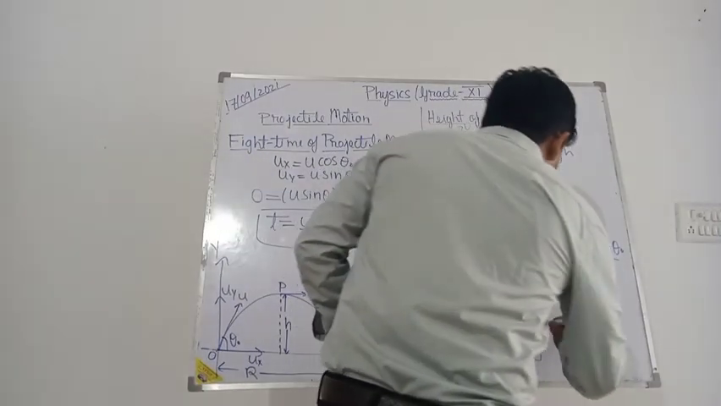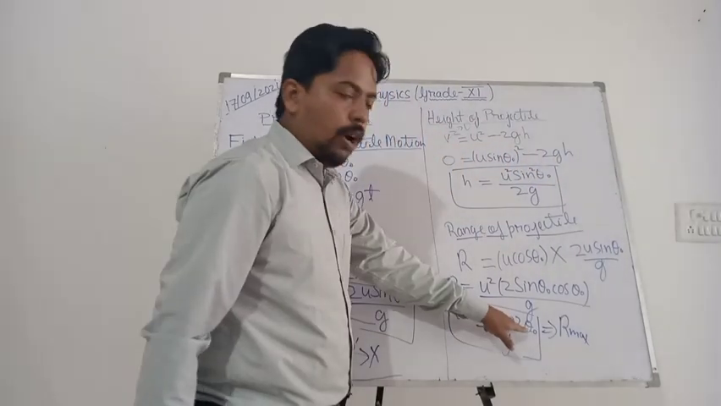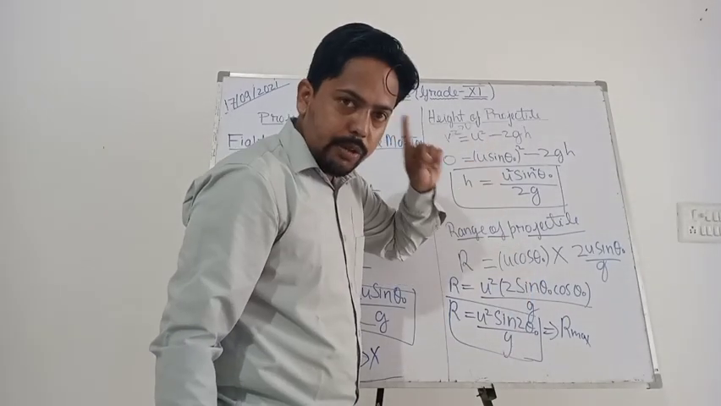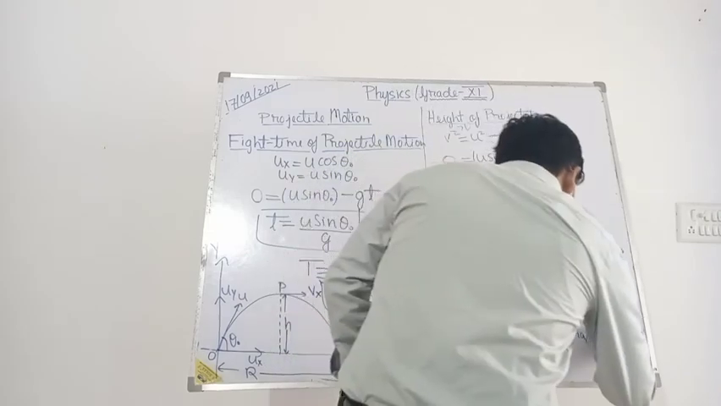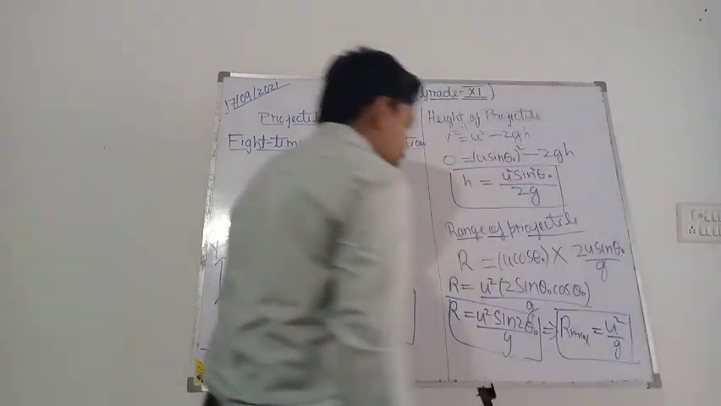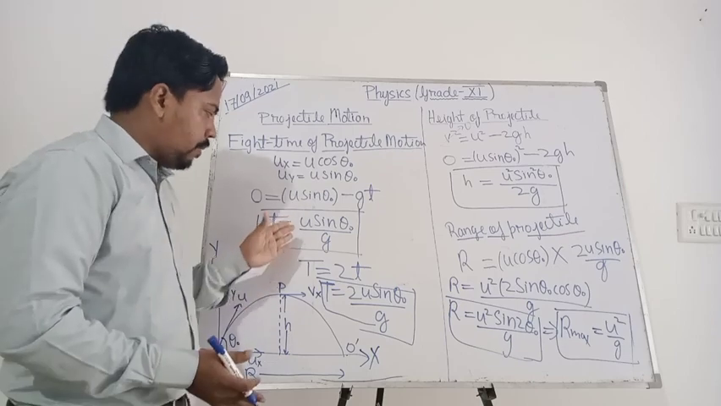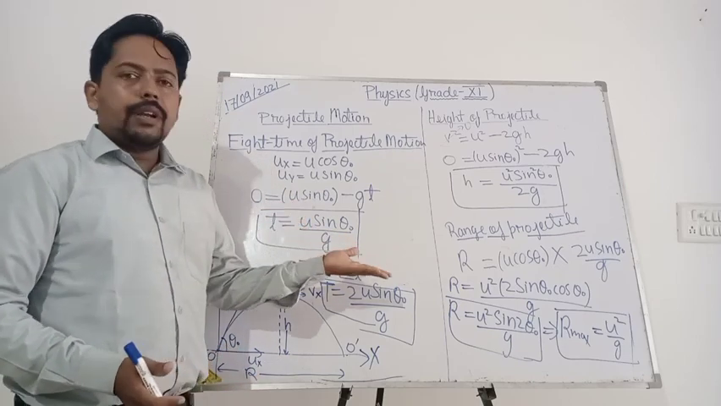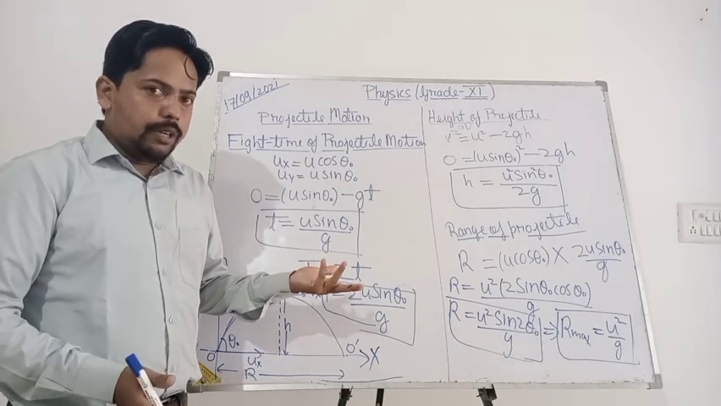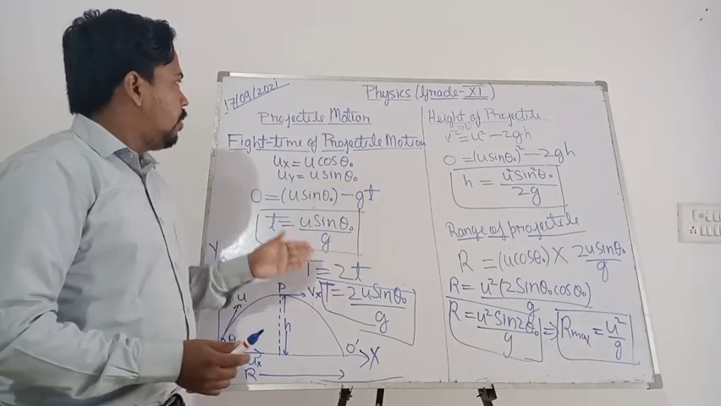In that case, we can write R max, the maximum range, for theta equal to 45 degrees, because 45 into 2 becomes 90, and sin 90 has the maximum value, equal to 1. That comes out to be u square upon g. So this was the value for maximum range. For different values of theta, we can analyze what the height, the range, and the time of flight of a projectile motion will be. These were the conditions we discussed about projectile motion.